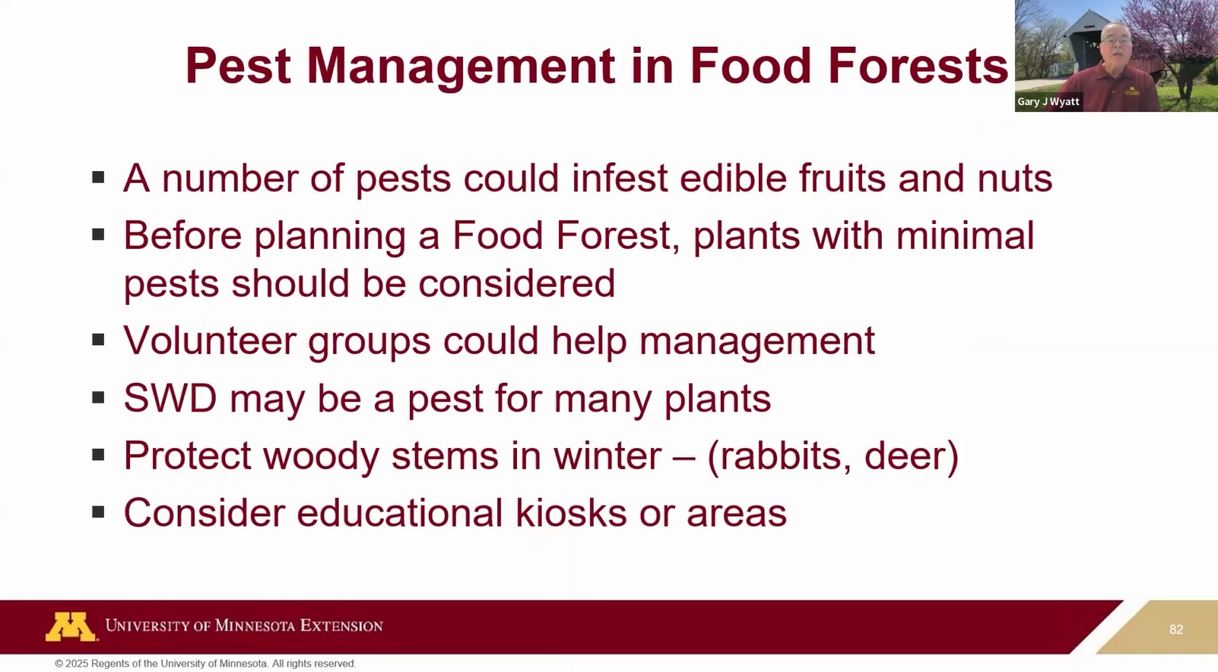A number of pests could infest edible fruits and nuts. Before planting a food forest, plants with minimal pests should be considered. Volunteer groups could help manage them. SWD, spotted wing Drosophila, is a big pest for many of our raspberry plants and some of our other fruits. So be aware of that. Protect woody stems in the wintertime from rabbits and deer, as we just showed you a few pictures of, and then consider educational kiosks for areas.